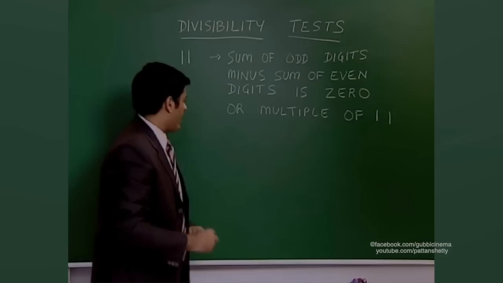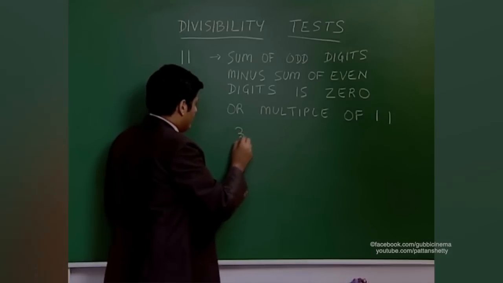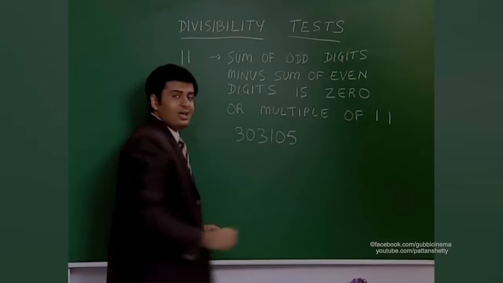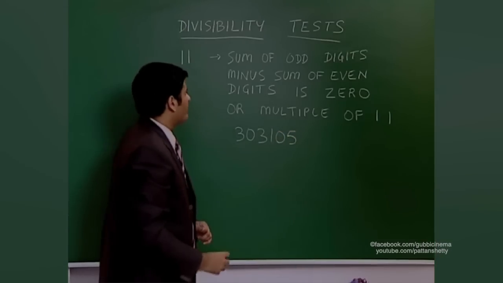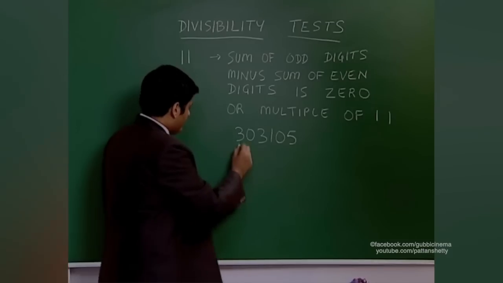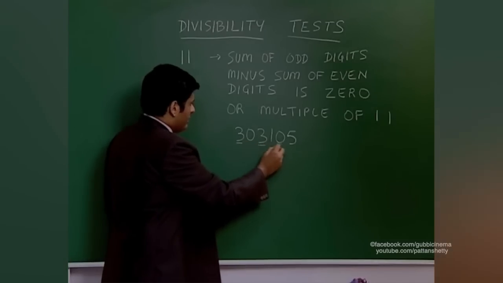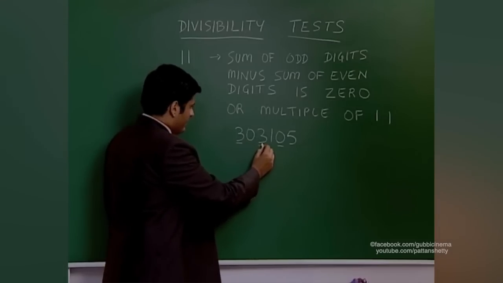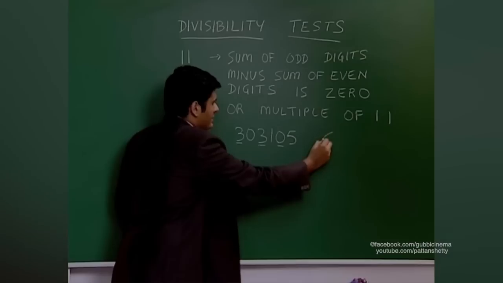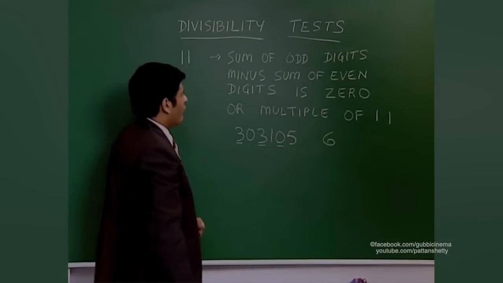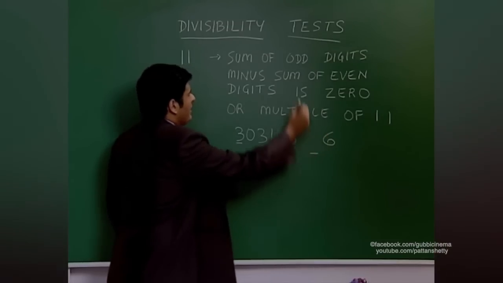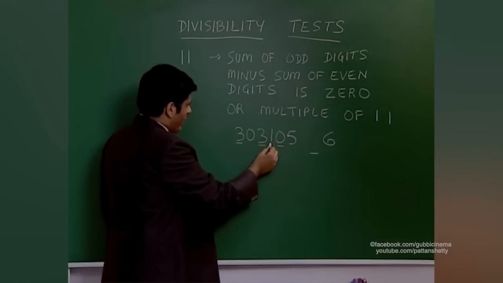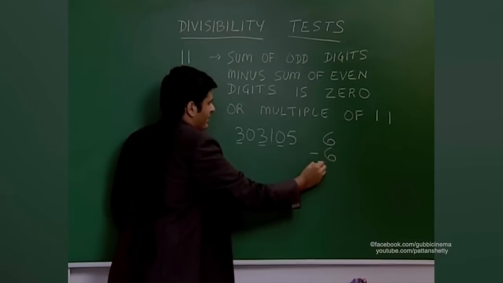So let us check. Suppose I want to find out whether 303105 is divisible by 11 or not. I take the sum of the odd digits, first digit, third digit and fifth digit. It gives me 3 plus 3 is 6, plus 0 is 6. Sum of the odd digits is 6. From that I minus the sum of the even digits. So 0 plus 1 plus 5 is 6.